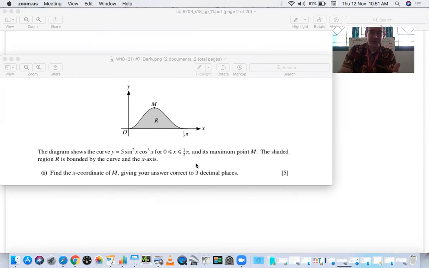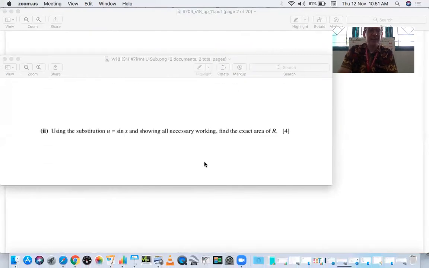Now this has to do with stationary points. We've already covered that previously, so I'm not going to focus on that part. What we want to focus on is the second part. It says, using the substitution u equals sine x and showing all necessary work, find the exact area of R. So here we have a u substitution to do and we're finding area.